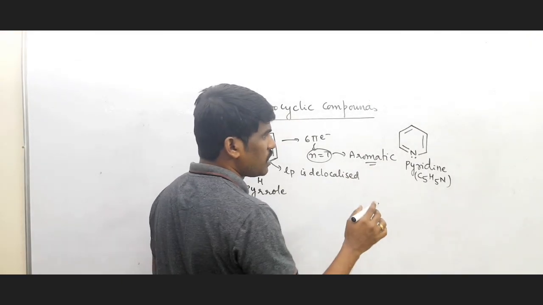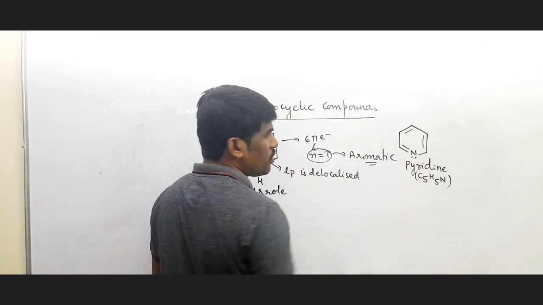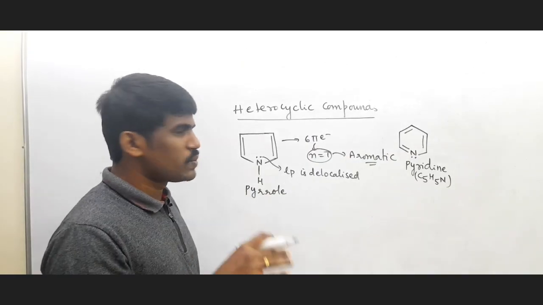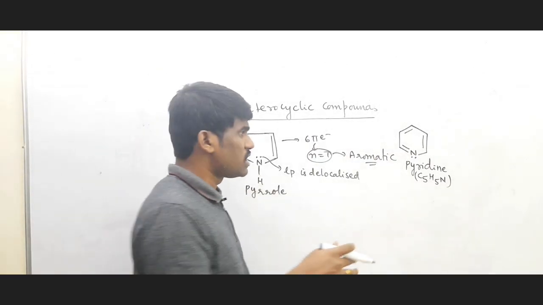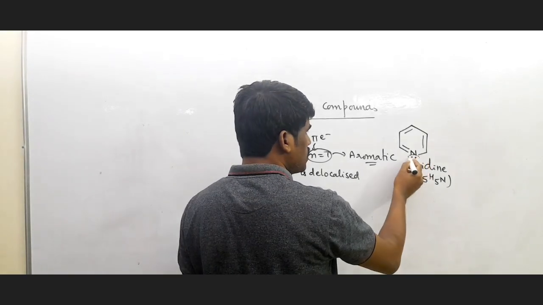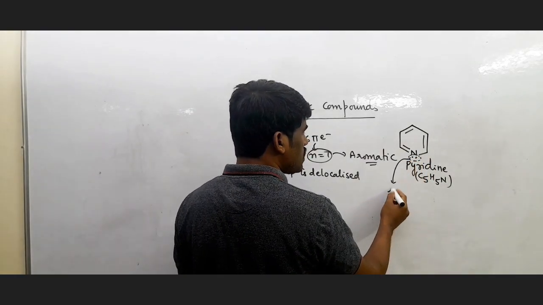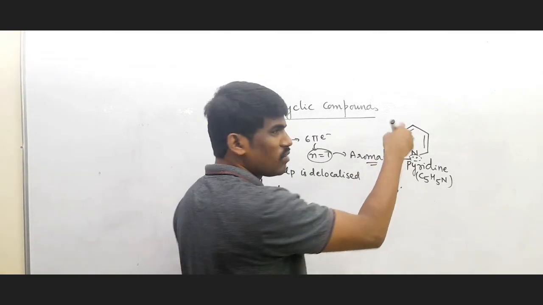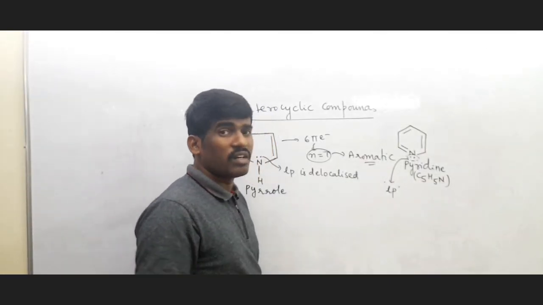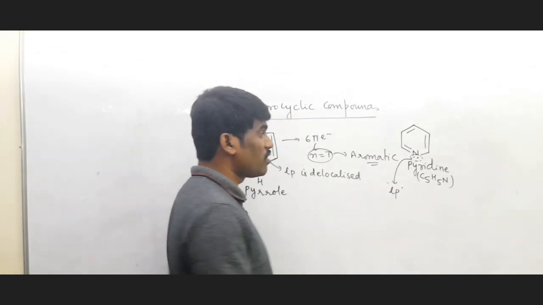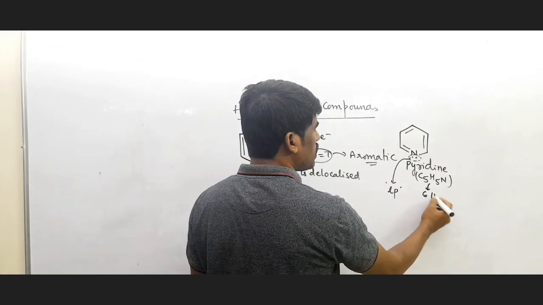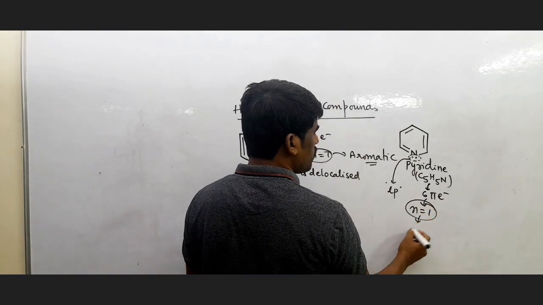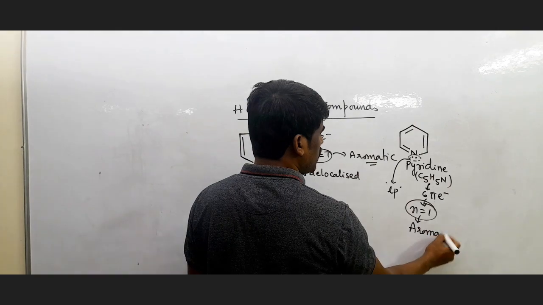If you notice here, there are 3 pi bonds. 3 pi bonds is equal to 6 pi electrons. These 6 pi electrons are in conjugation. Then there is no point in involving this lone pair in conjugation. This lone pair can remain on the nitrogen only. It is not involved in conjugation. Even so, pyridine can behave as an aromatic compound because 6 pi electrons means n is equal to 1, and n is equal to 1 means the compound is taken as aromatic.